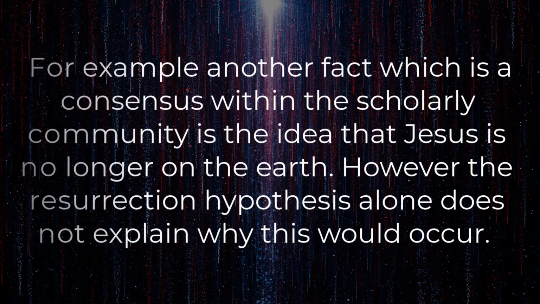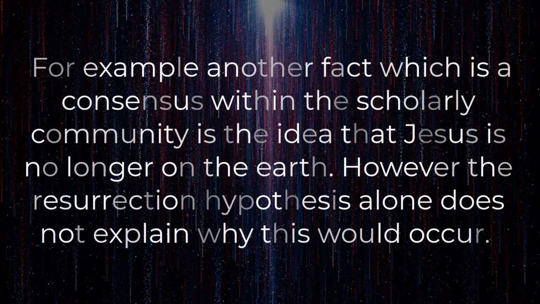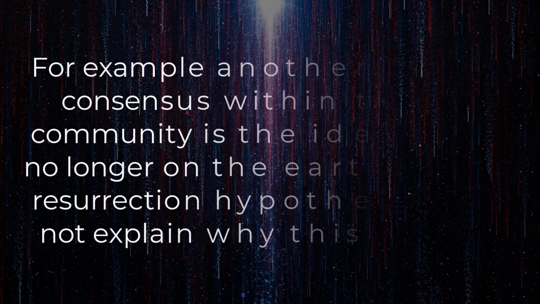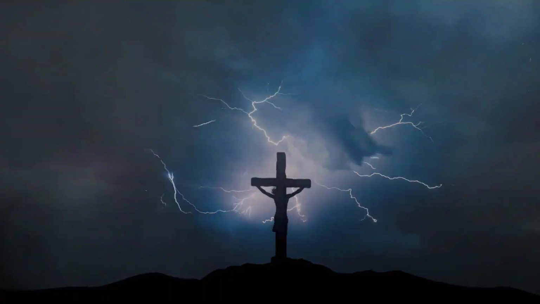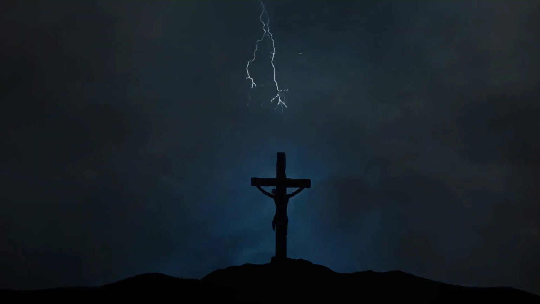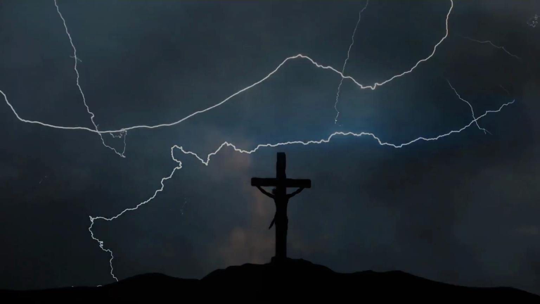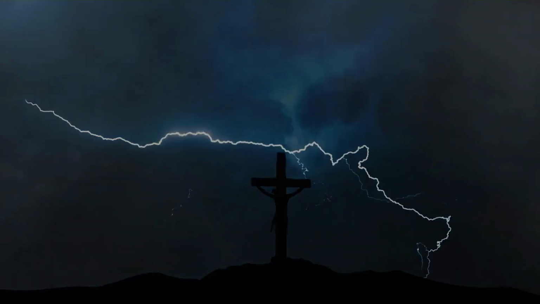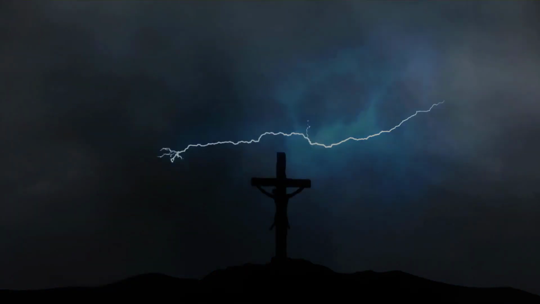A bigger problem with the current approach is that we are given reasons to think that it doesn't actually explain all the relevant facts. For example, another fact which is a consensus within the scholarly community is that Jesus is no longer on the earth. However, the resurrection hypothesis alone does not explain why this would occur. Jesus could have risen from the dead but simply decided to stay on the earth. But we know this is not true given that Jesus is not on the earth. So in order to explain why Jesus is no longer on the earth, we would have to extend the resurrection hypothesis to include the fact that Jesus ascended into space. But this is a second miracle on top of the resurrection, which is required in order to explain the total data. However, this problem is nothing compared to the next problem, which I consider to be the biggest obstacle.